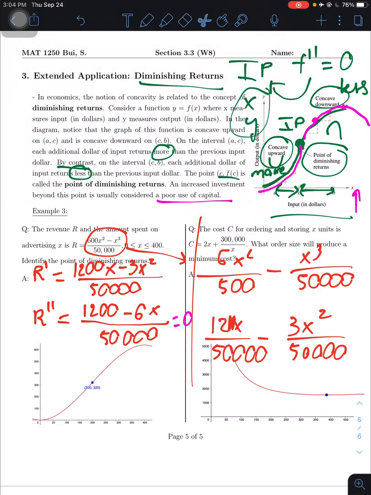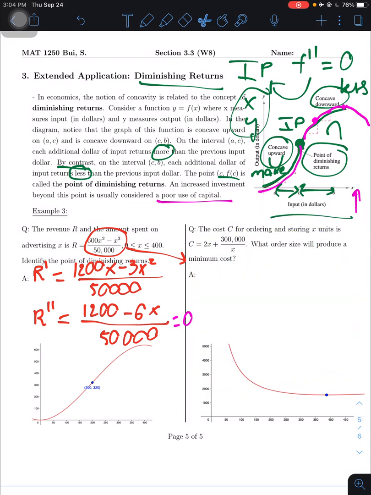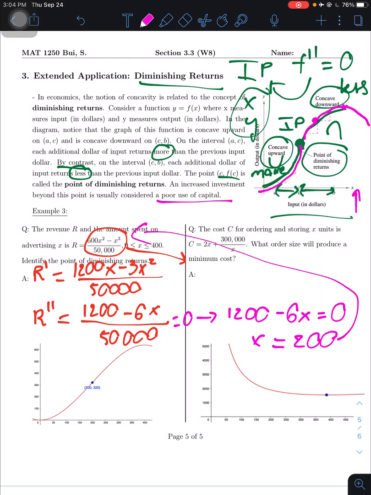So let me get rid of some of the work in here really quick. Okay, and what happens if we set it equal to 0? Well, the top part ends up being 0. That means 1200 minus 6x equals 0, and if you do the correct algebra, you get x equals 200. Now that we have x, we plug it back into the original function to get y. This is just calculator use, and if you put it in correctly, you get 320.